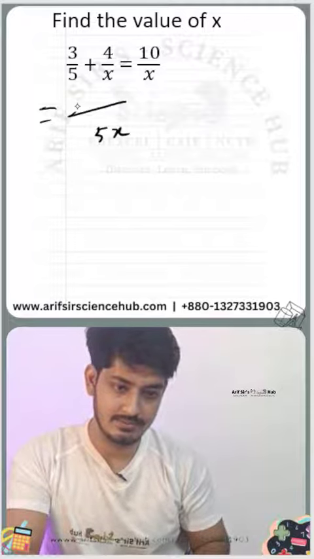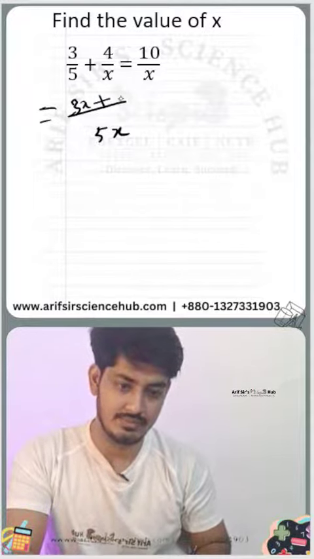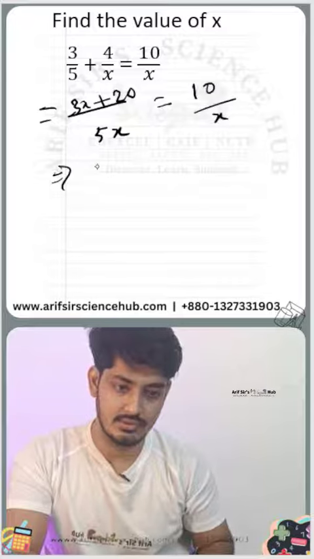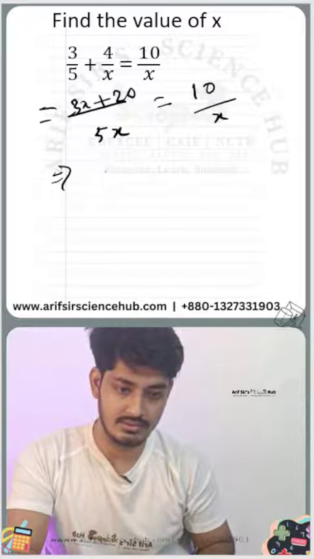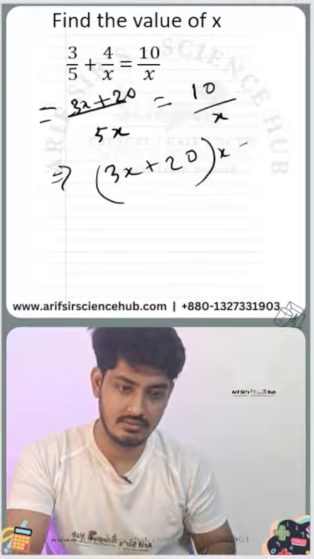It should be 5x. So if we multiply 5x by 5, then it should be x, and if we multiply with 3, then it should be 3x, plus if we multiply this x with 5x, then 5 will remain, and 4 into 5 is equal to 20. If we cross multiply this, then 3x plus 20 into x equal to 50x.